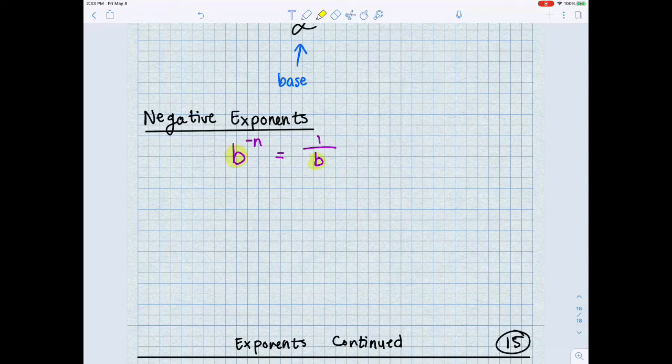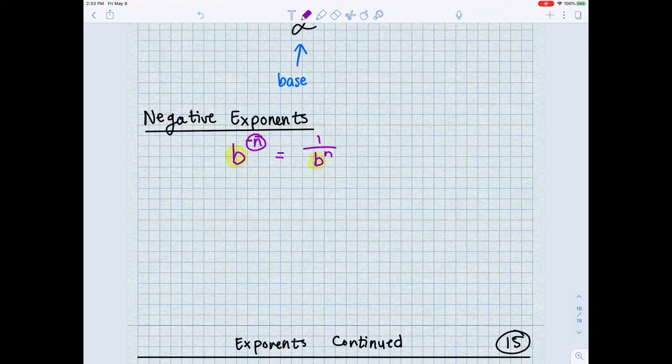Notice how our base has now moved to the denominator of a fraction with a numerator of 1. Now, we are also missing something else. We need this exponent here. When you do this change, when your base becomes the denominator, that gets rid of our negative exponent. So in the denominator, we now have b to the nth power.